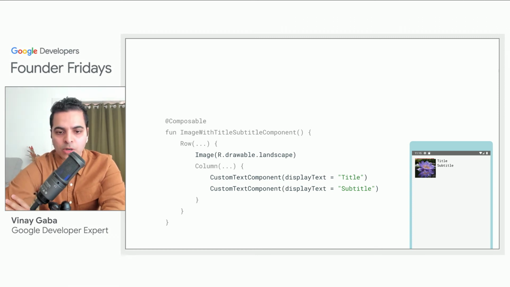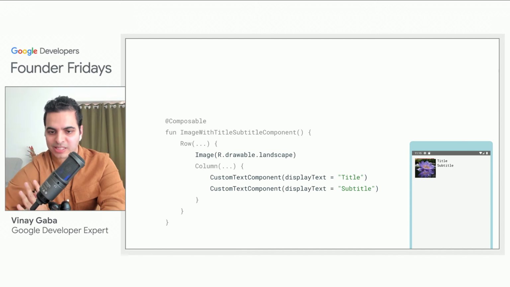And inside the column, I'm calling the same composable that I used previously to render the hello world text. But instead, I'm passing different text to this composable. And this is it. You've just created a custom component that does what you want. Obviously, I've not added any styling information to keep this example very simple, but you can see how simple it is to use Compose and it feels like English.